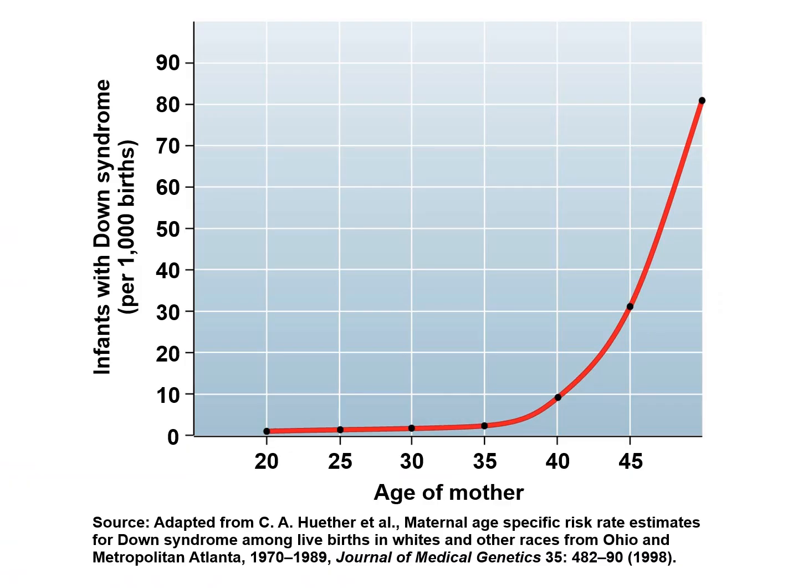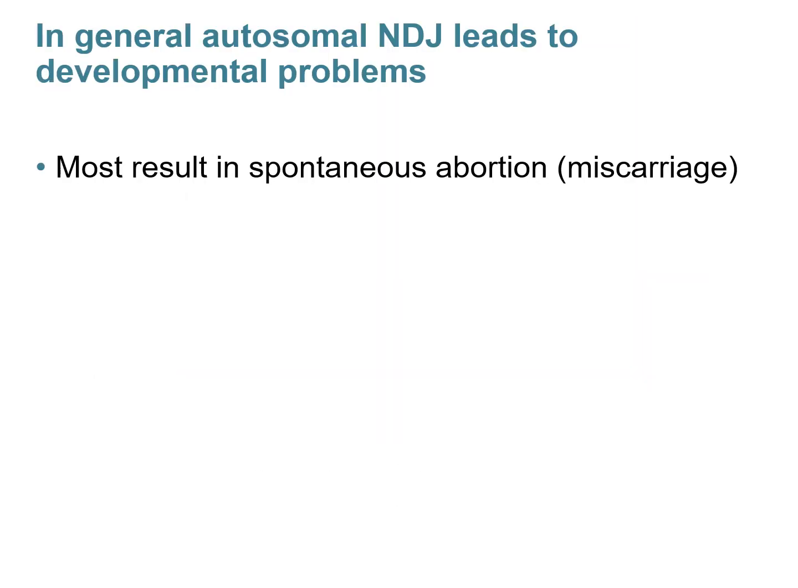The prevalence of non-disjunction events increases with maternal age. That means that women who have children later in life are more likely to have children with Down syndrome. However, the likelihood is still pretty low, only 8% for someone in their 50s. Why don't we see that many non-disjunction events? Well, the vast majority of them are lethal. That means that they result in spontaneous abortion or miscarriage.